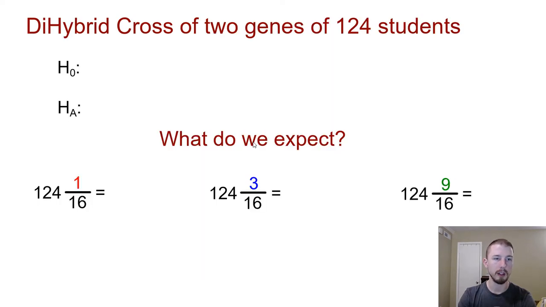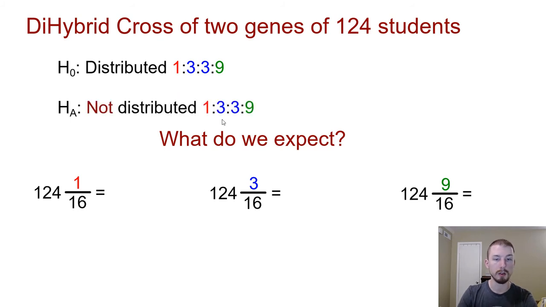So here we have our first example, dihybrid cross of 2 genes. There were 124 students that they collected data on from some stat class, and then they made it into this example, which is kind of cool. Our null hypothesis would be that those 124 students would fit into the 9 to 3 to 3 to 1 ratio or model. That's our expected ratio. The alternative hypothesis would be that they're not distributed by that.